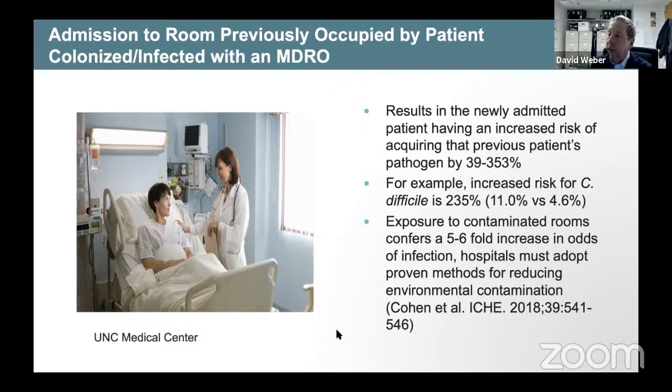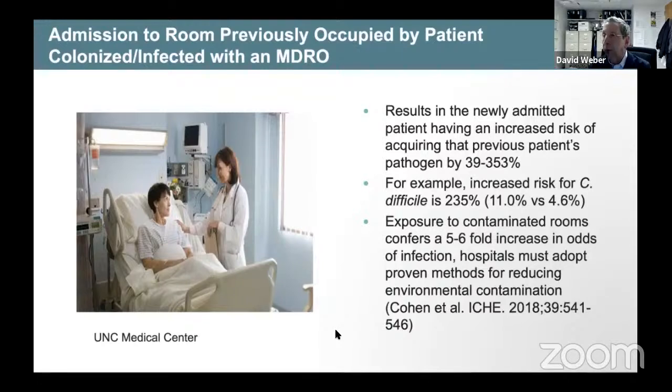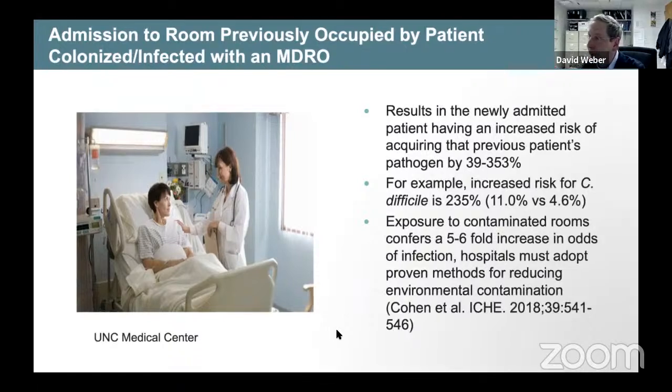surface. So if you're unlucky enough to get admitted to a room where the previous patient had MRSA, VRE, Acinetobacter, C. difficile, depending on your study, your risk of acquiring that as colonizer infection is anywhere from 40 to 350% higher compared to going into a room where the previous patient didn't have one of these pathogens. So you can see the risk for C. difficile in one study was more than double. And then if you're colonized, you have an increase of infection.